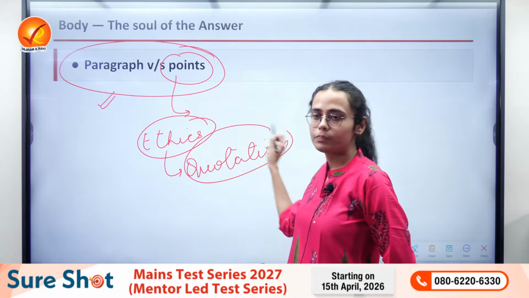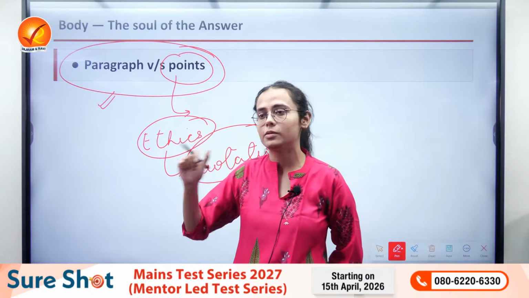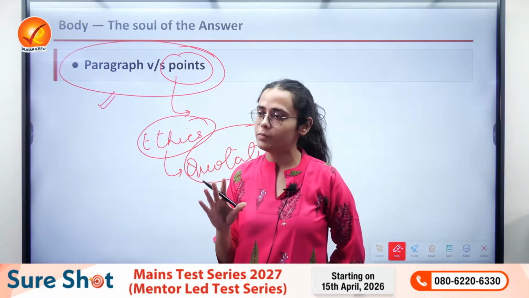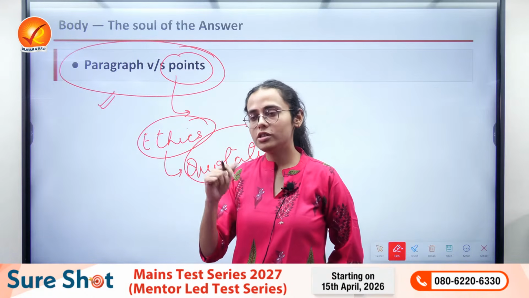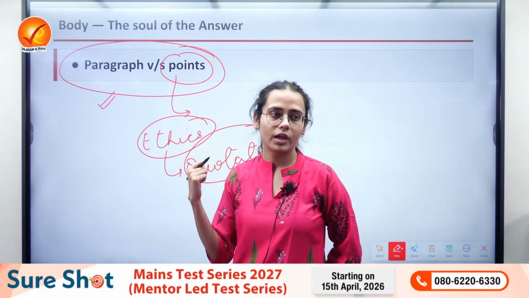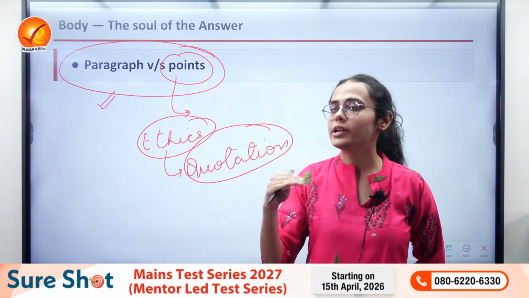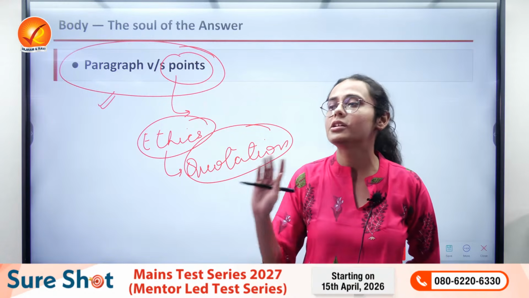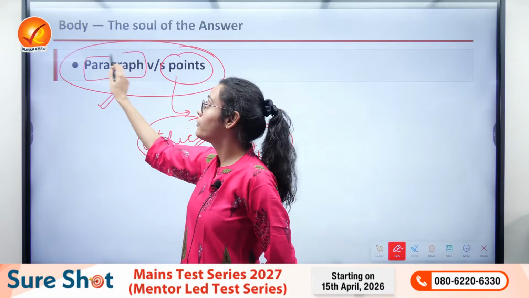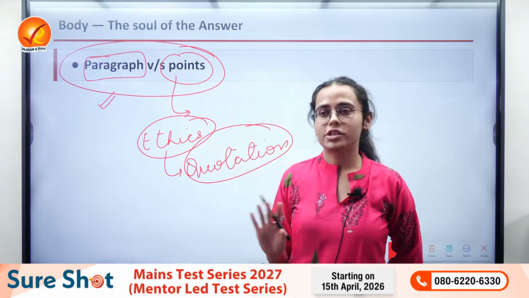You know that there are 2 sections in ethics, section A and B. Section A is theoretical, in which you will be getting 13 marks in total, and section B has 6 case studies. In section A, out of those 13 marks, you will be getting 3 quotation based questions, where you will be given a quotation and asked what you understand by this quotation in the recent context. In those questions, you can go for the paragraph format. Otherwise, I will not suggest you to do so.